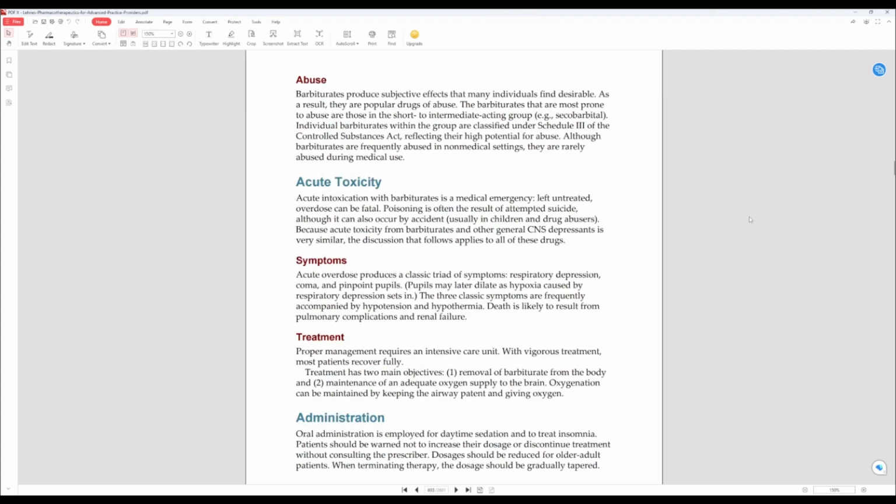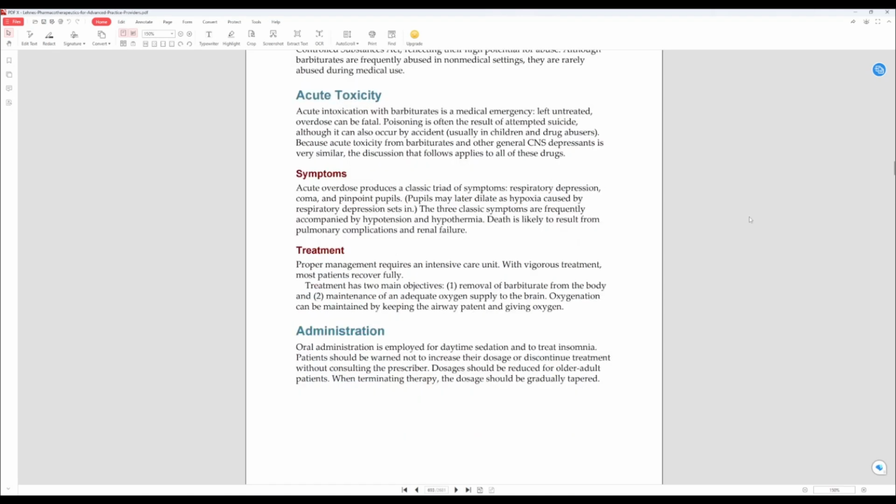Abuse. Barbiturates produce subjective effects that many individuals find desirable. As a result, they are popular drugs of choice. The barbiturates most prone to abuse are those in the short to intermediate acting groups, secobarbital, for instance. Individual barbiturates within the group are classified as Schedule III drugs, reflecting their high potential for abuse. Although barbiturates are frequently abused in the non-medical setting, they are rarely abused during medical use.